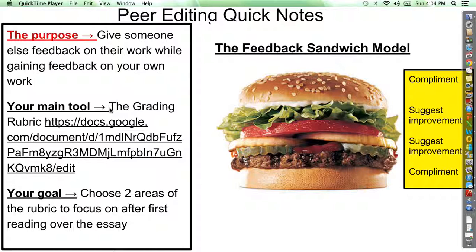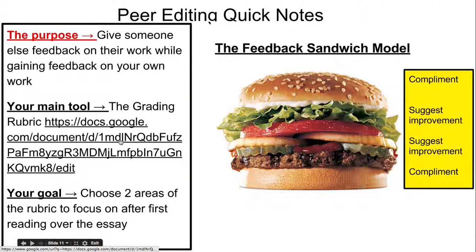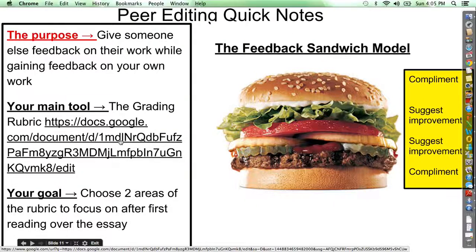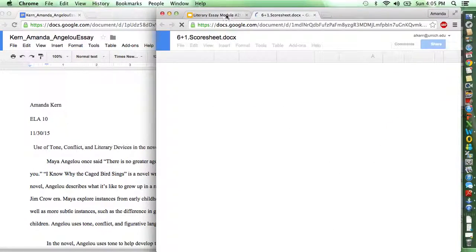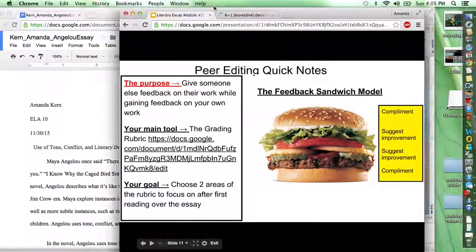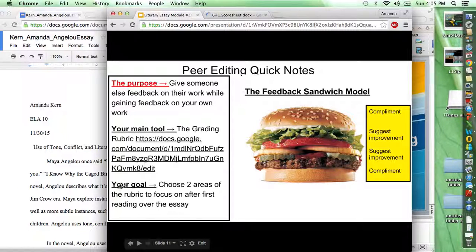The next thing you're going to need is the grading rubric that I am going to use to grade your work. So go ahead and open that up in another tab. The last thing that you want to consider is your goal. So in order to establish your goal, you're going to choose two areas of the grading rubric, which we'll take a look at in a second, to focus on after first reading over the essay. So let's take a look at the grading rubric.